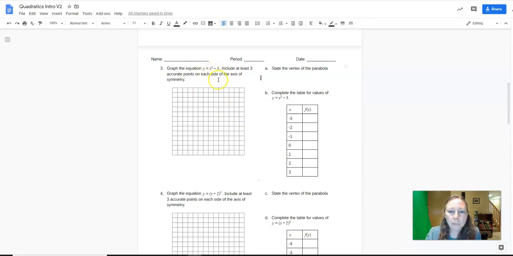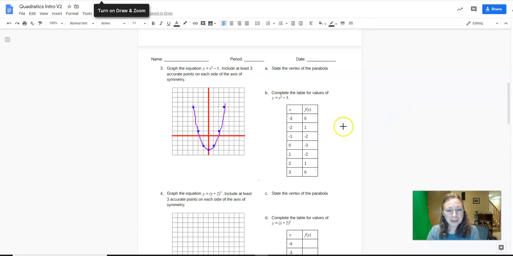Graph the equation y equals x squared minus 3. First you're going to make the table of those values, and then we'll plot them on a coordinate grid. I'm going to pause the video. Before I pause it, just a quick note on order of operations. Exponent first, then subtract. So for this input, for example, you'll do -3 times -3, which is +9, and then subtract 3. Okay? So work your way through the table.